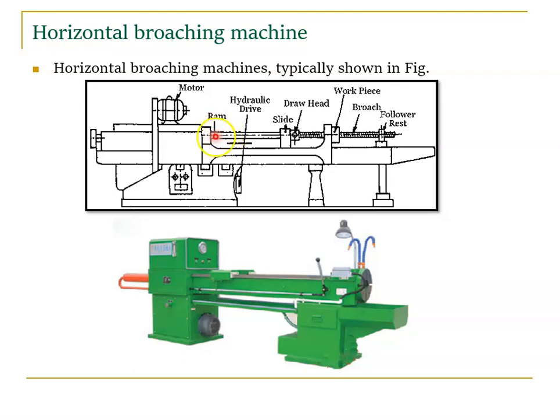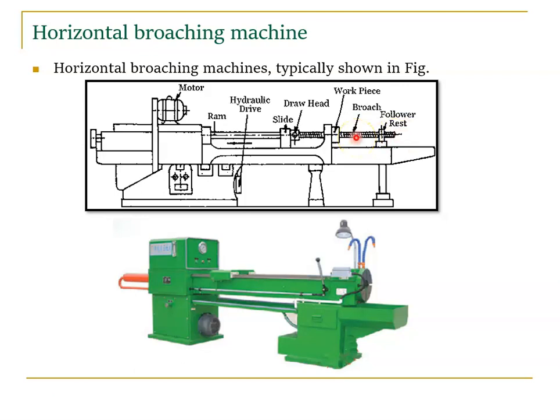So the reciprocating element, we inserted a slender rod. At the end of the slender rod we attach our broaching tool. So if the ram moves, the broaching tool also moves. Here we place our workpiece, right? Instead of a tailstock, in a lathe we have a tailstock, but here we have a follower rest. So follower rest in the sense, we know that it is one of the work holding or tool holding devices in a lathe, the follower rest, right?